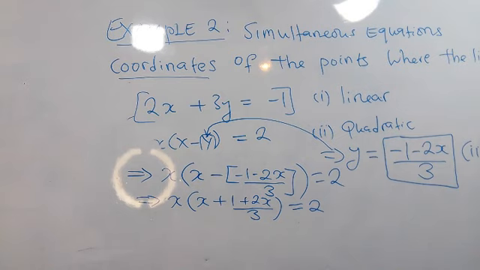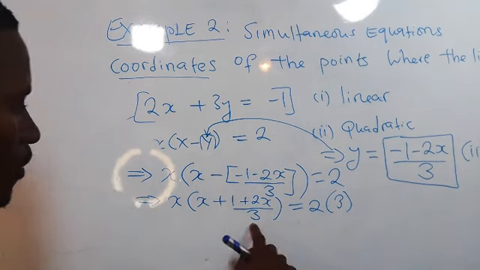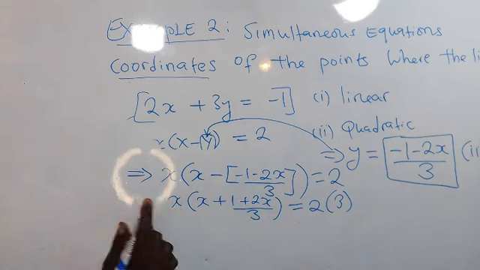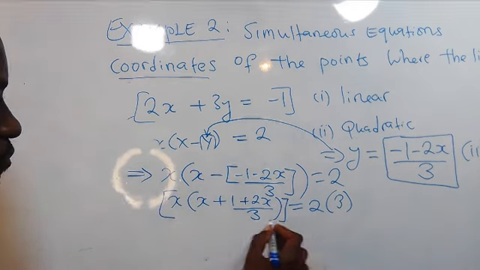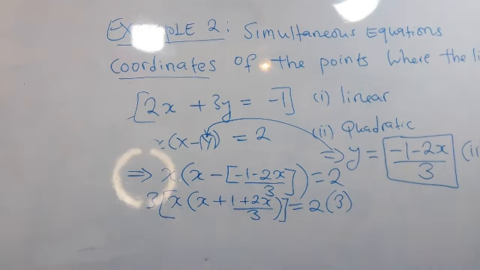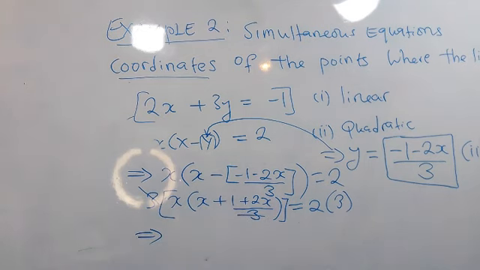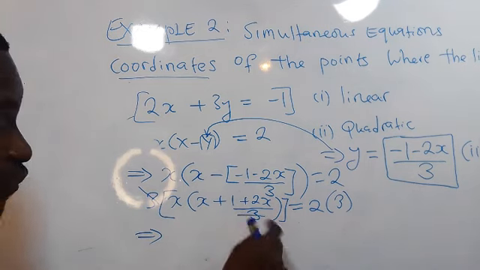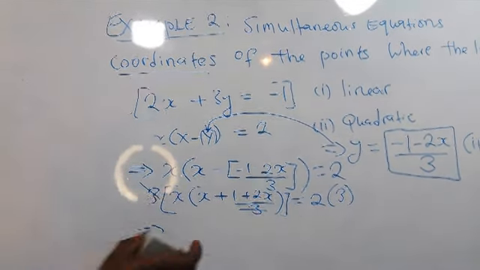Okay, so now from there, what you can do is multiply both sides by 3 to get rid of this negative. Okay, so what's going to happen now is that this 3 and the other 3 go out. Before we do that, let me just reverse this.